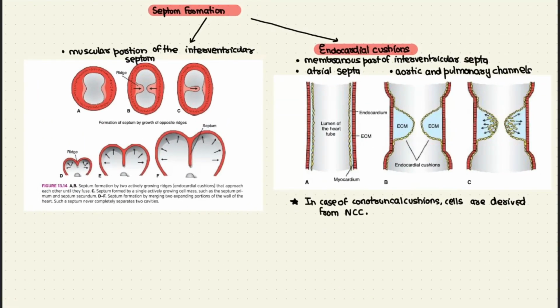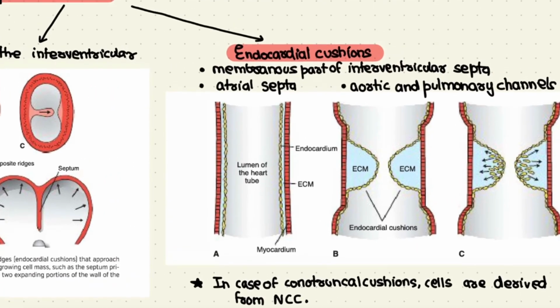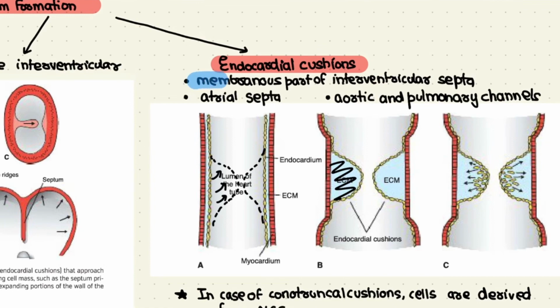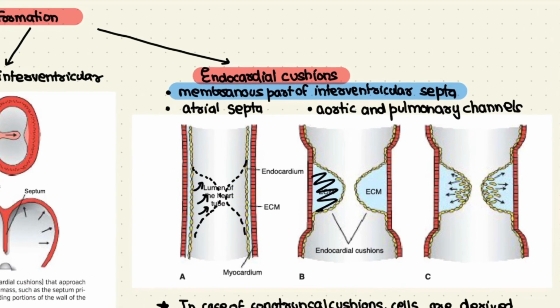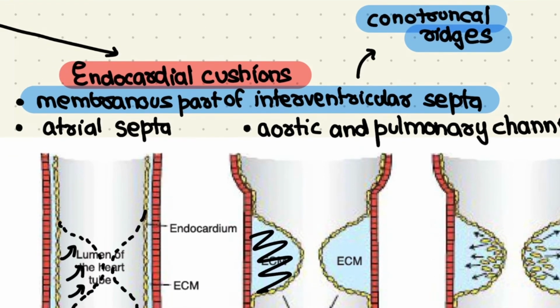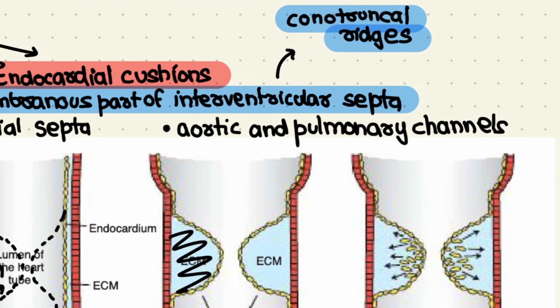So first we will discuss the endocardial cushions. Endocardial cushions are just a protrusion of the endocardium, which eventually gets populated with cells, and ECM gets deposited in here. In the heart, the membranous part of the interventricular septum is derived from the conotruncal ridges. Then we have the atrial septa that form between the two atria, dividing the common atrium into left and right atrium. And ultimately, by formation of the spiral or the conotruncal septum, we have the formation of the aortic and pulmonary channel.